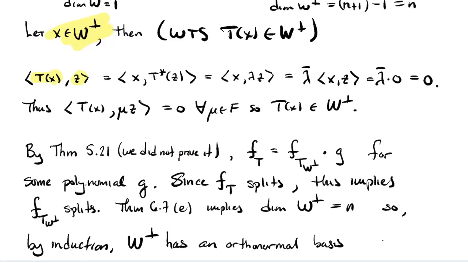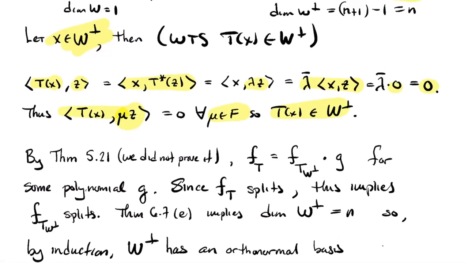And then using the usual computation, if I use the adjoint property, I can move that star over. We said that T star of Z is lambda times Z. Lambda comes out with a conjugate from the second coordinate, but X is in W perp, Z is in W, so the inner product of X and Z is 0, and lambda bar times 0 is 0. All right. So if you take any element of W, any scalar multiple of Z, the inner product of T of X with that scalar multiple is 0 by the above computation. So T of X is in W perp. That establishes our claim. So we've shown that W perp is T invariant.